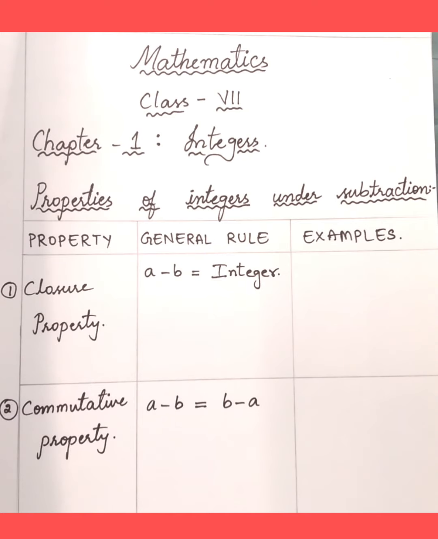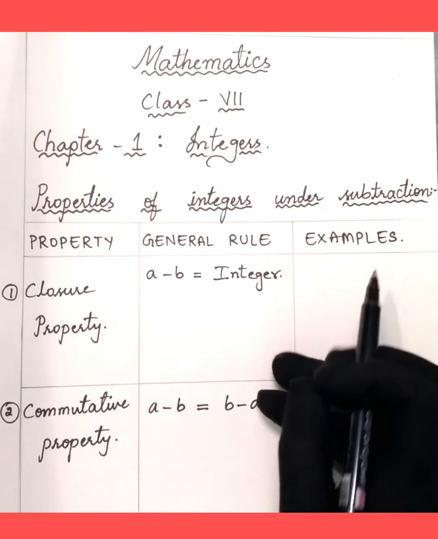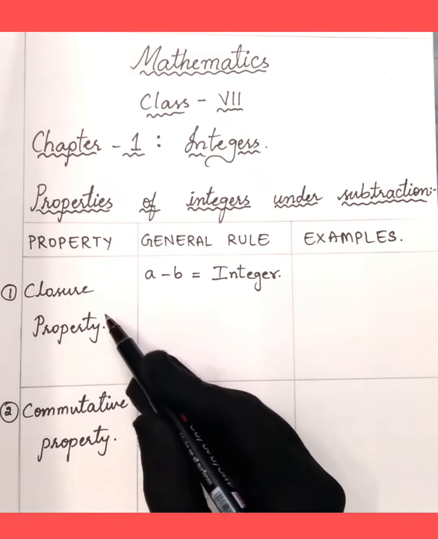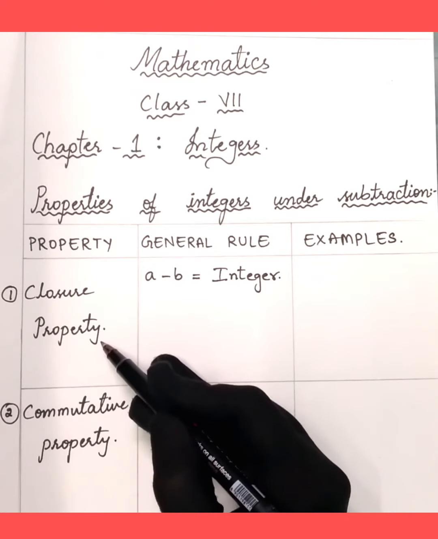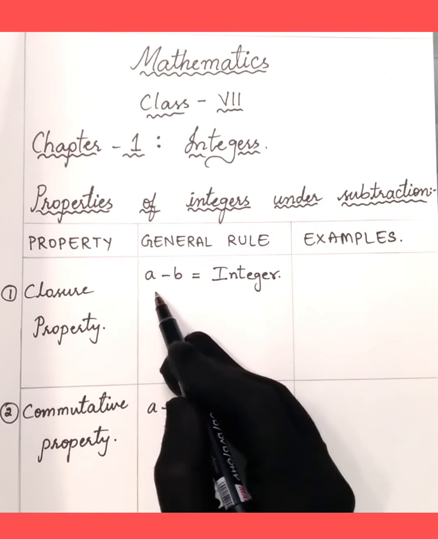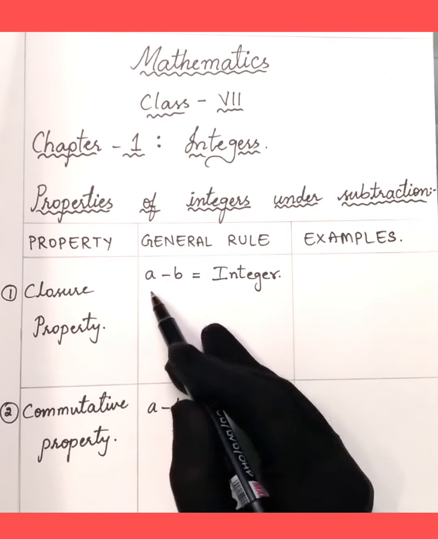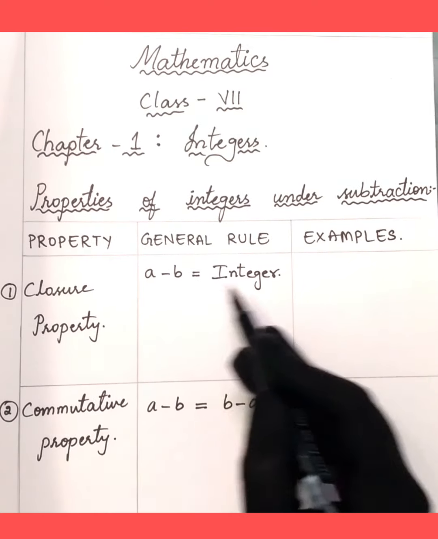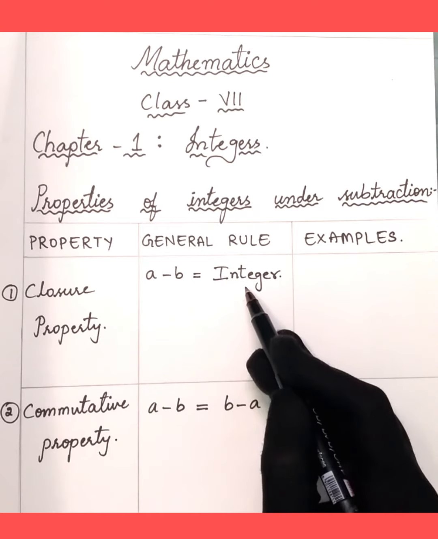In this video, we are going to learn about the properties of integers under subtraction. Under this, the first property is closure property. What is closure property? If a is an integer and b is an integer, when you subtract these two integers, the result must be an integer.